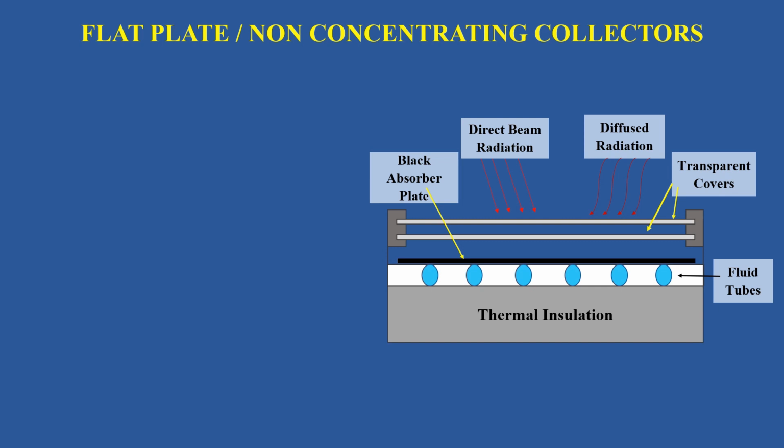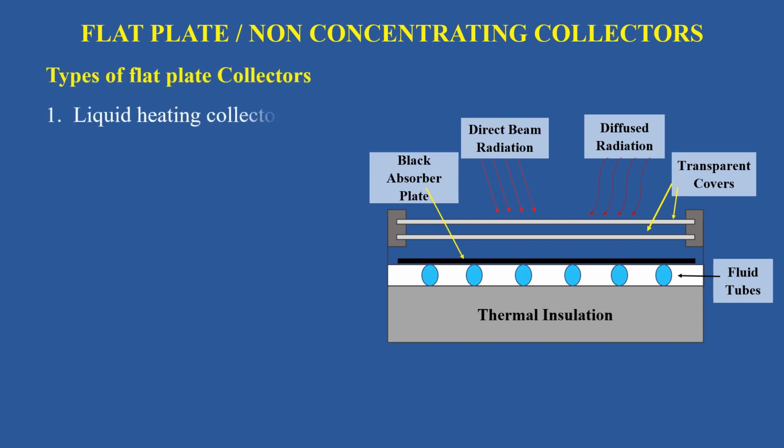We know that solar collectors collect the energy from solar radiation and transfer it to a fluid. So, depending on the fluid used, these flat plate collectors can be classified into two types. They are liquid heating collectors and solar air heaters. If the fluid used is water or any other liquid, the collector is known as a liquid heating collector, and if air is used for transferring the heat, it is known as a solar air heater. Now we will discuss this liquid heating collector.